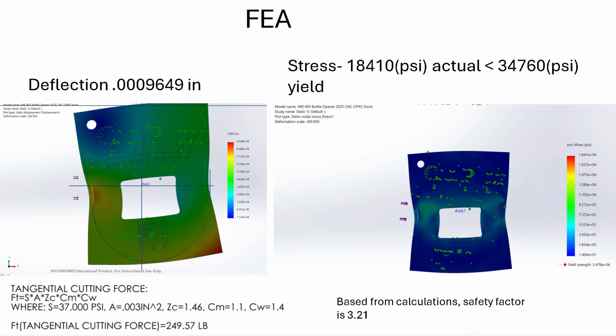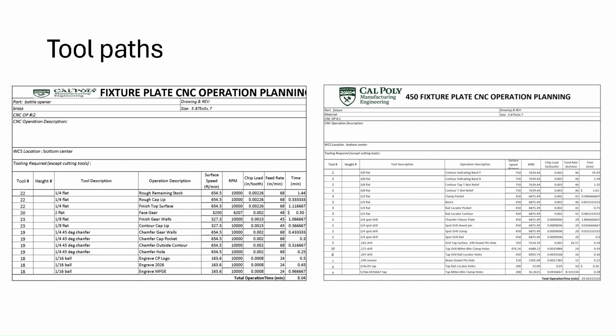On our left, we have the toolpaths for operation 2, and on the right, we have the toolpaths for making the fixture. Operation 2 would take about 8 minutes, while the fixture took around 30 minutes.